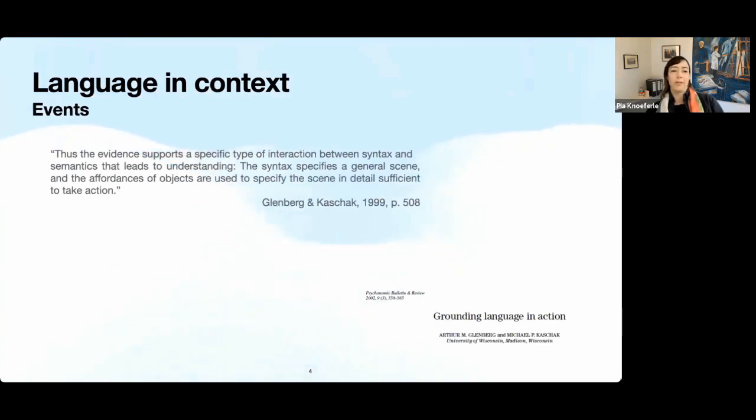But what about extending it to events? So Glenberg and Kaschak remarked that there's evidence supporting a specific type of interaction between syntax and semantics that leads to understanding. The syntax specifies a general scene, and the affordances of objects, so affordances are things that you can do with objects, like sitting on a chair, are used to specify the scene in detail sufficient to take action. So this is moving from just representations of objects in the world to events in the world, but then also how you interact with objects and how language might interplay with representations of the world in constructing meaning.